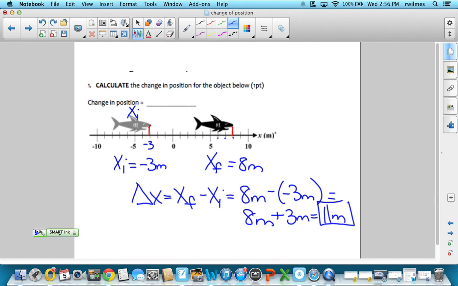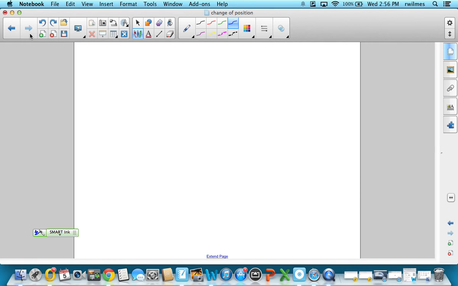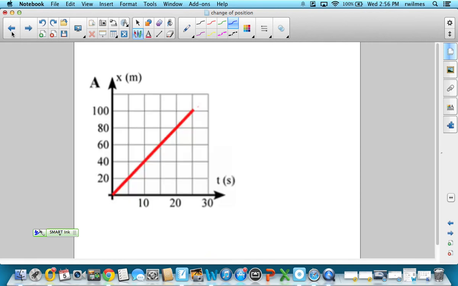Okay, there's one more way we solve change of position. Let's look at it with a graph. Oops, too far. Sorry about that. We got a graph, and we're going to do the same things. Just like I've asked you when you plot your slope and solve for velocity, the first dot is your initial position, and your second dot is your final position. We're going to use those numbers that we get from a graph to do our same change of position formula.